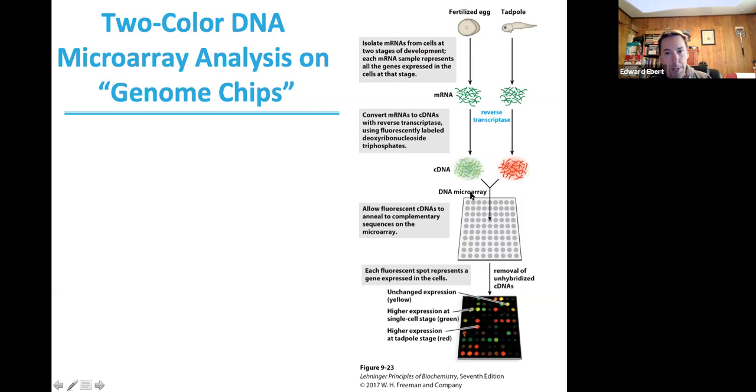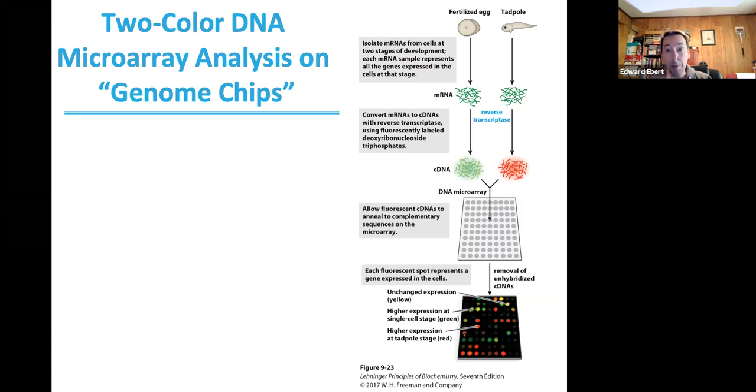So the green ones will say, hey, these are genes that are being expressed in the fertilized egg. The red ones will be genes that are being expressed in the tadpole, and the ones that are yellow, okay, are being expressed in both places. They're genes that are expressed both in fertilized egg and tadpole. So things like S100 or various housekeeping genes, they're kind of always on. We can kind of utilize those as a control as well to kind of figure out where stuff is and maybe quantify as well. But we can also see what genes get turned on and turned off in different stages of development.